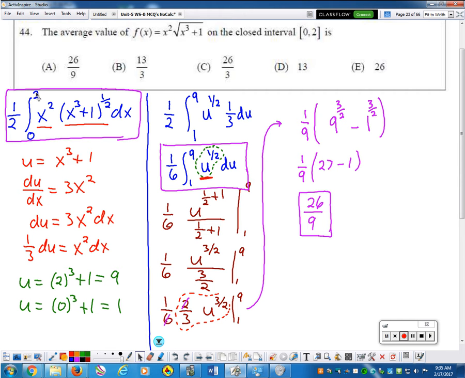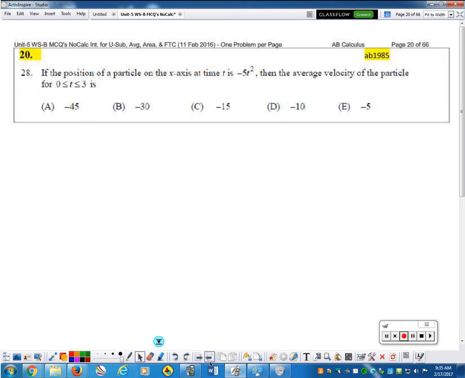Okay, well, on number 20, it says if the position of a particle on the x-axis at time t is equal to negative 5t squared. So that one you don't have to do an integral, right? Really good comment. Hey, need silence. Perfect. Okay, let's do this one first, and comparing it to 23 will make more sense.